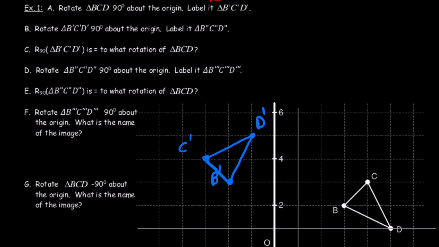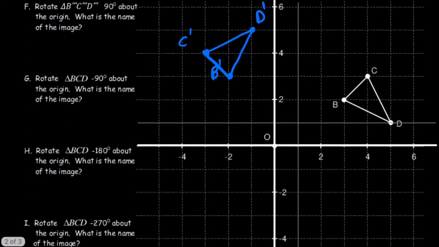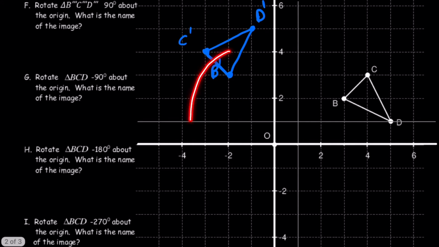All right, now I want to rotate our new triangle 90 degrees about the origin. And I'll label this B double prime, C double prime, D double prime. So now this has to rotate down here. So again, there's a couple ways you can do it. You can take a look at point B. If you have to rotate it 90 degrees, it's going to go here.